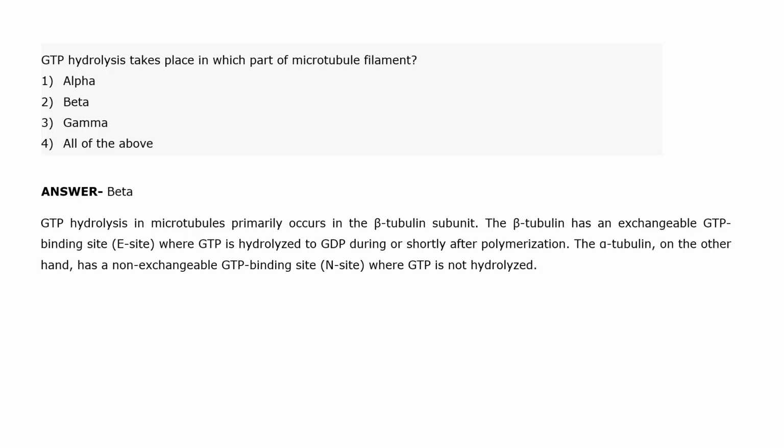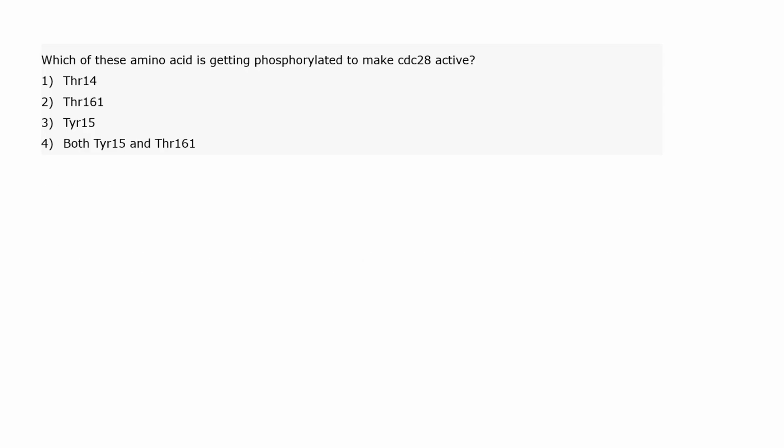Okay, so I think it's clear, right? So I will just proceed on to the next question. Okay, this we have discussed before. Which of these amino acids is getting phosphorylated to make CDC28 active? Threonine 40, threonine 161, tyrosine 15, or both tyrosine 15 and threonine 161. Which may be the answer?